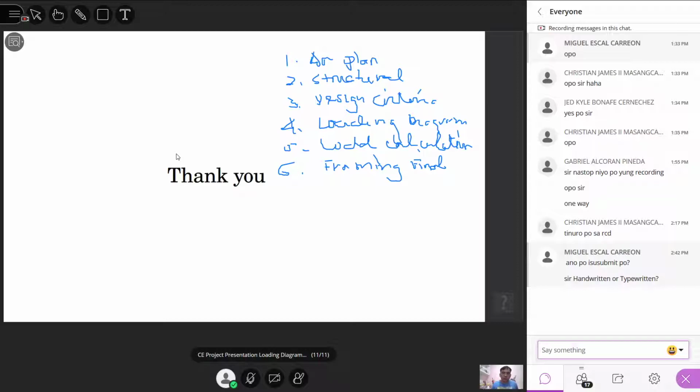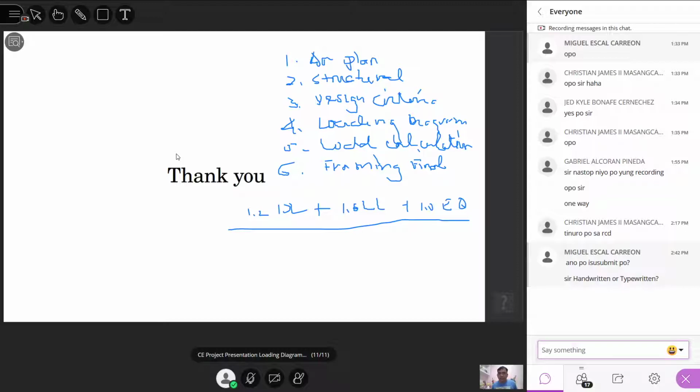Pag nag-load combination tayo, let's say, 1.2 dead load plus 1.6 live load. Tapos sometimes meron kang plus 1.0 earthquake. Kaya dapat magkahiwalay siya. So, susunod na gagawin natin yung ibang mga loads coming from the earthquake and the wind load para ma-push natin yung ating load combination. So, finally, pag nagawa natin yung load combinations, proceed na tayo sa design.